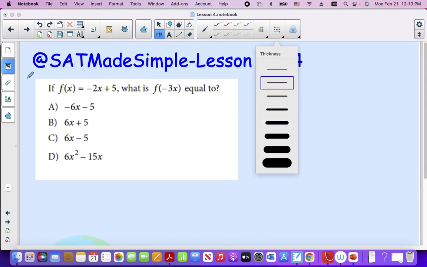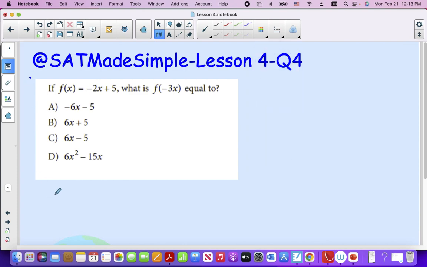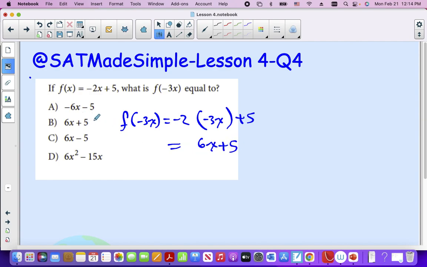This question is just simple direct substitution. They want the value of f of -3x. So f of -3x is equal to -2, open bracket, I replace x by -3x, plus 5, and distribute the -2. Minus times minus is a plus, and 2 times 3 is 6, so that'll be 6x plus 5. That makes B my correct choice.